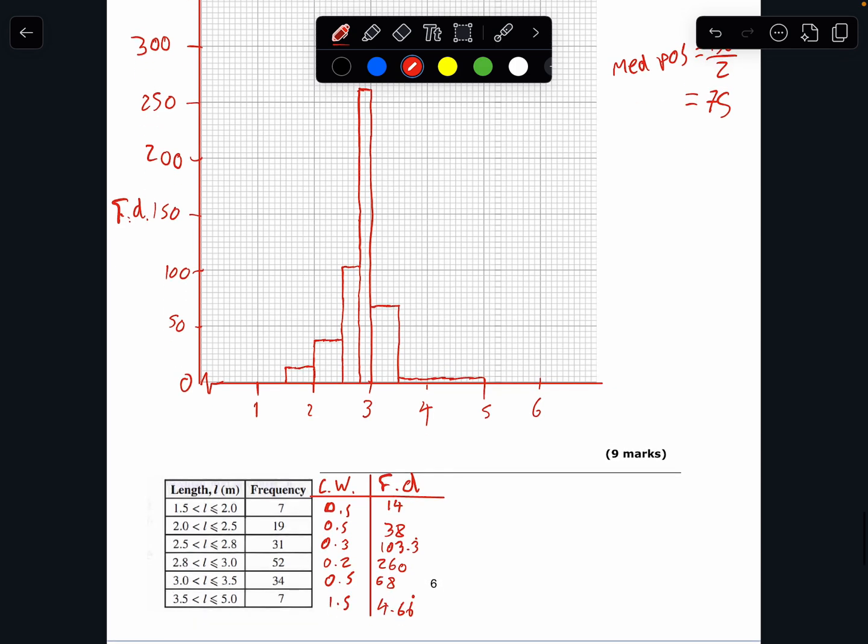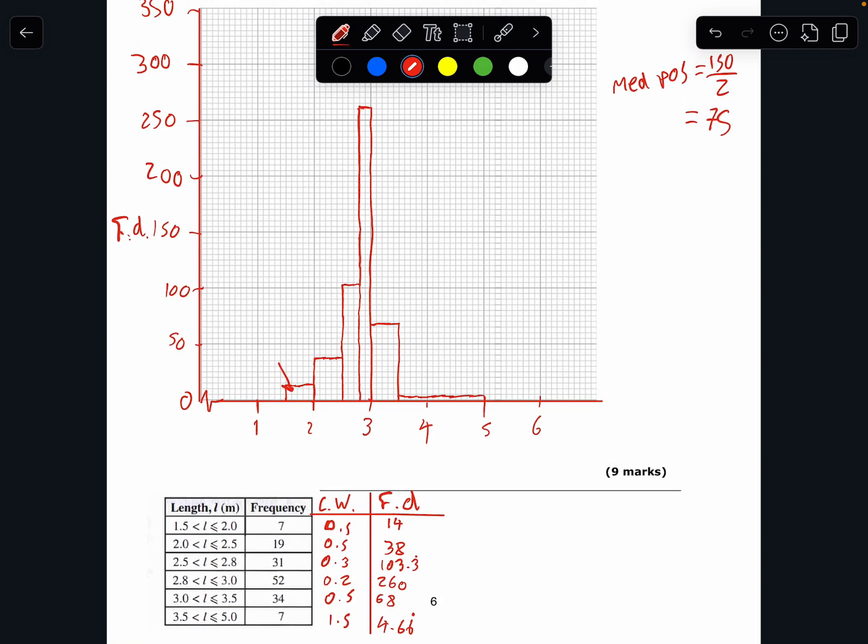Okay. Now I know that this here already has an area of 14. This here has an area of 38. So in total, no it doesn't. What am I on about? This one here has an area of 7. Frequency is 7. This one here has a frequency of 19. So in total, 7 plus 19 is 26. Plus another 31 here. That's 57 in total. So these 3 add up to 57.